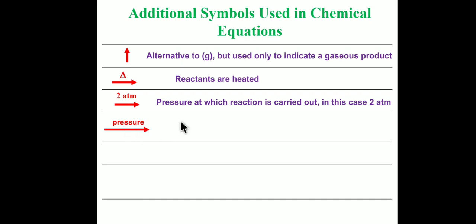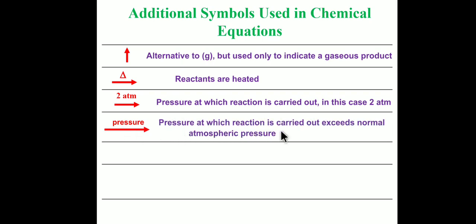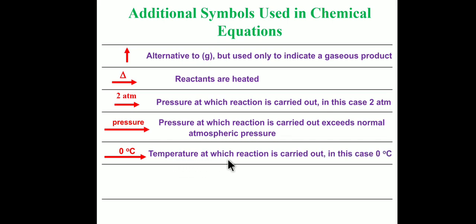Simply, the pressure symbol P means the pressure at which the reaction is carried out exceeds normal atmospheric pressure, and then we use this symbol. Coming to the representation of temperature, like 0 degrees centigrade, 10 degrees centigrade, or 20 degrees centigrade, it indicates the temperature at which the reactants are going to react. In this case, that is 0 degrees centigrade.